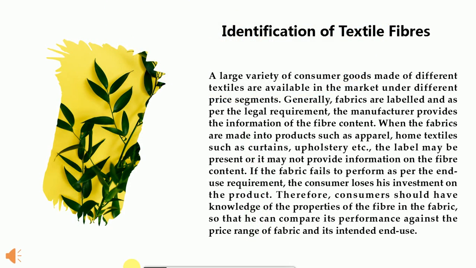A large variety of consumer goods made of different textiles are available in the market under different price segments. Generally, fabrics are labeled, and as per the legal requirement, the manufacturer provides the information of the fiber content. When the fabrics are made into products such as apparel, or home textiles such as curtains, upholstery, etc., the label may be present or it may not provide information on the fiber content.